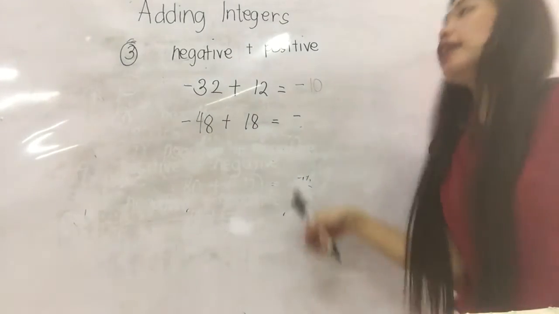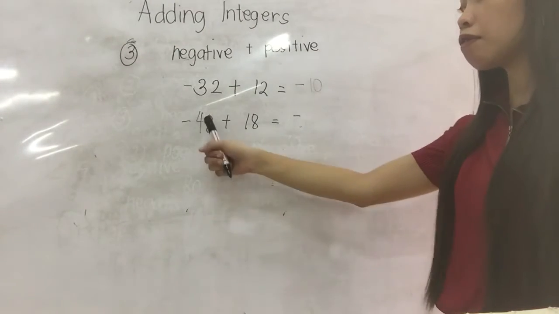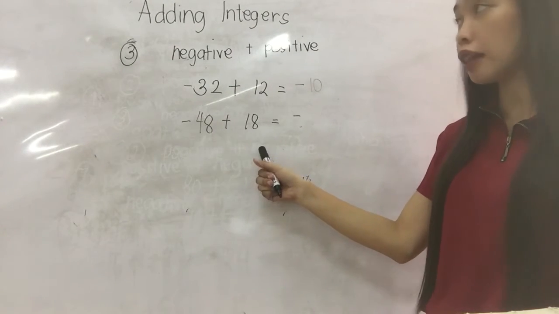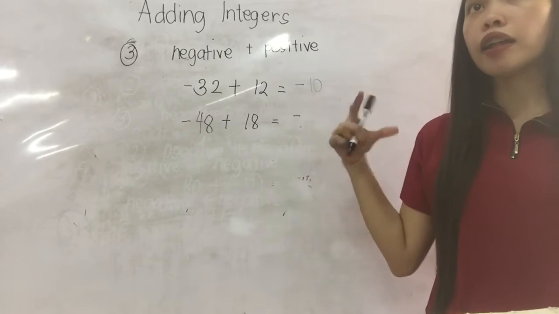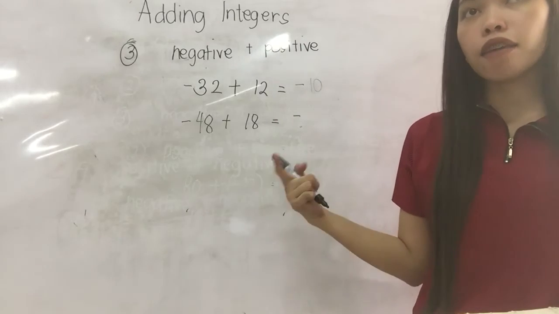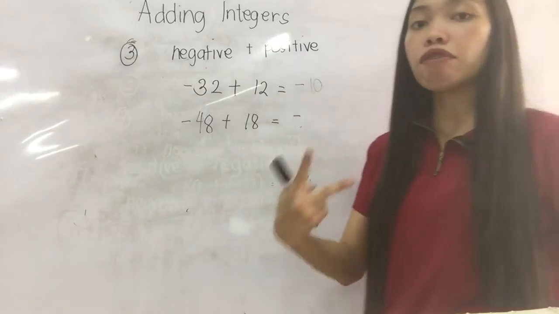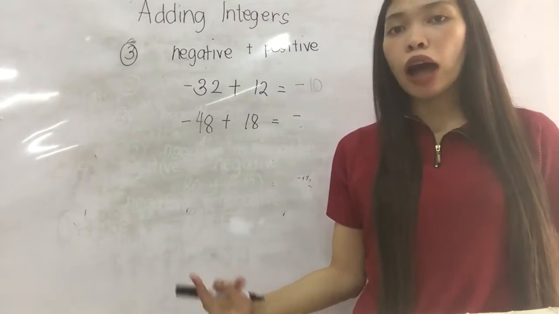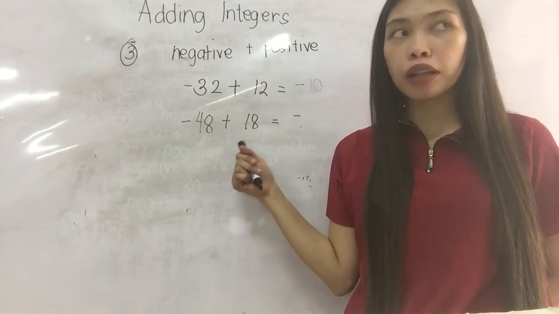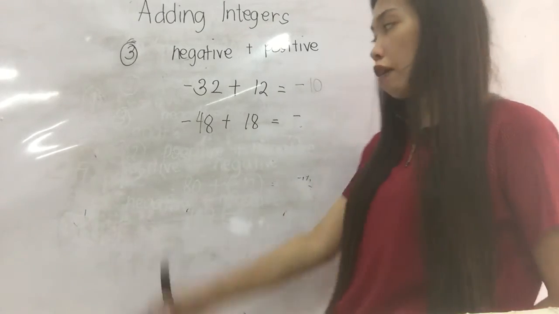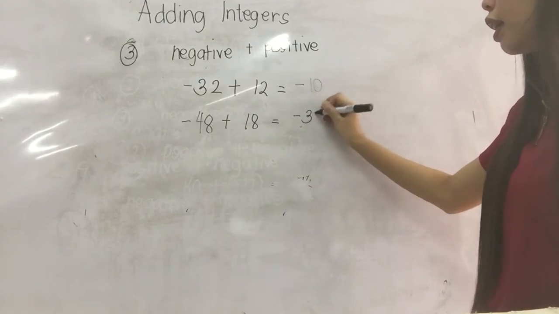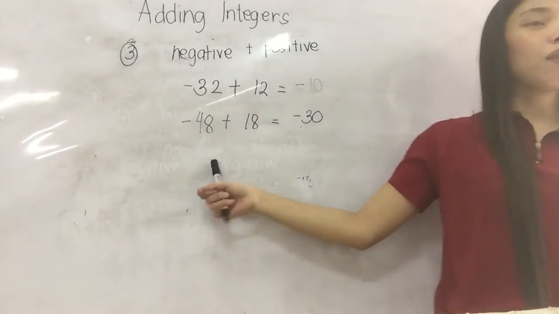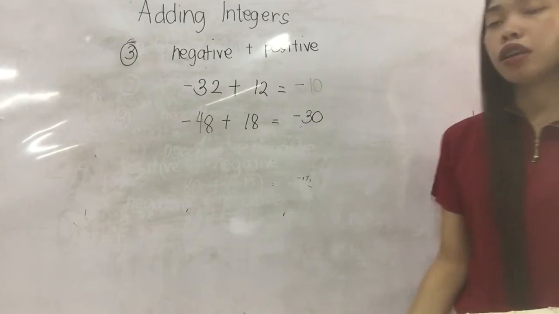Then, since they have unlike signs, you have to subtract them. Though we are in addition, it is the rule in addition of integers that if the two integers have unlike signs, you copy the sign of the larger number and then proceed to subtraction. So you subtract 48 and 18. The answer is 30. So our final answer is negative 30.